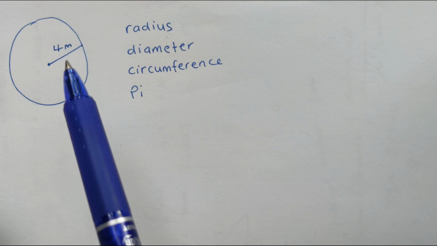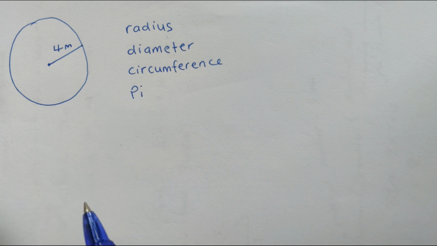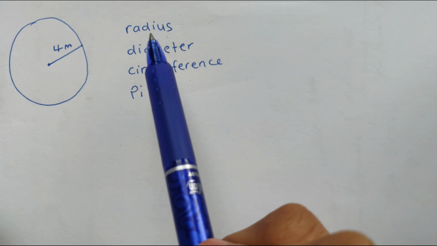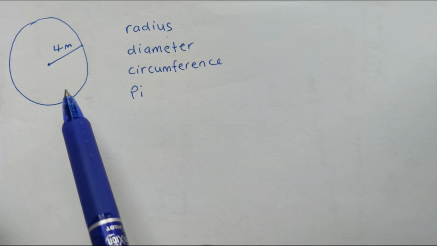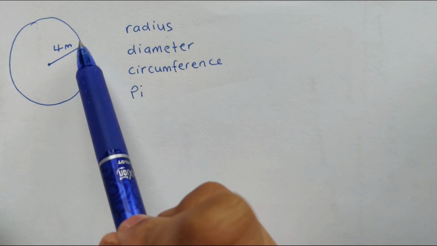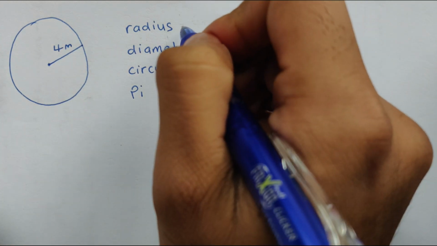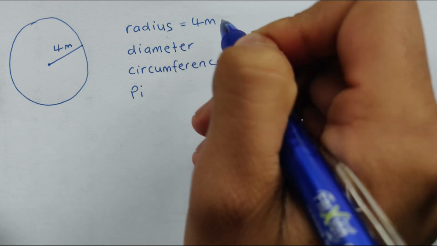Lastly, let's look at the circle. Before we start calculating the perimeter and area of our circle, let's understand some terminology. Firstly, the radius. The radius is the distance from the center of the circle to the perimeter of the circle. In this case, it's 4 meters.